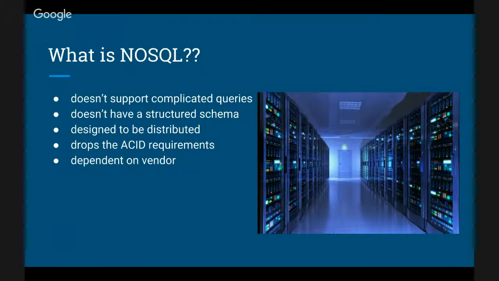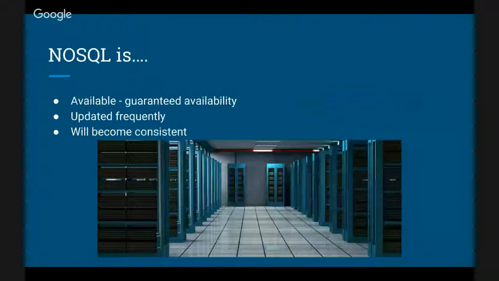So if you have a database system that's designed to be distributed, it's going to obviously cater more to companies that are expanding rapidly. It's guaranteed availability, it's updated frequently, and it will become more consistent in the future, because data is only coming into databases more and more every day, and there's not really a sign of a lack of data in the near future.